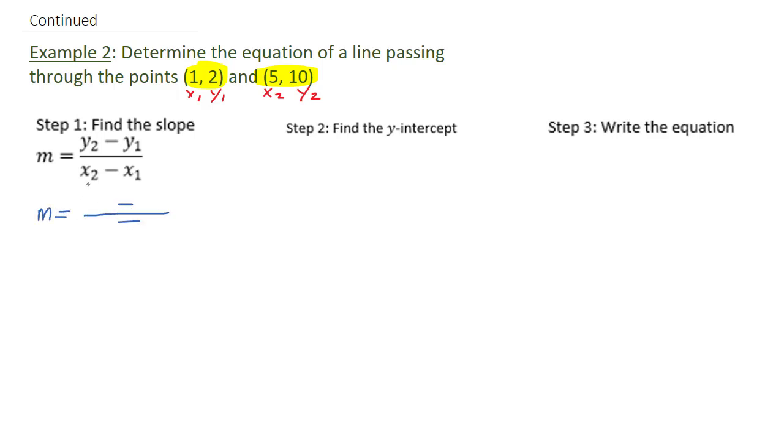You roll in the grade 10, day 1. You should have that formula memorized, all right? So here we go. 10 minus 2, 5 minus 1. We have no double negatives here to worry about. So 10 minus 2 is 8, 5 minus 1 is 4, and 8 divided by 4 is 2. So there you go. There's our slope.